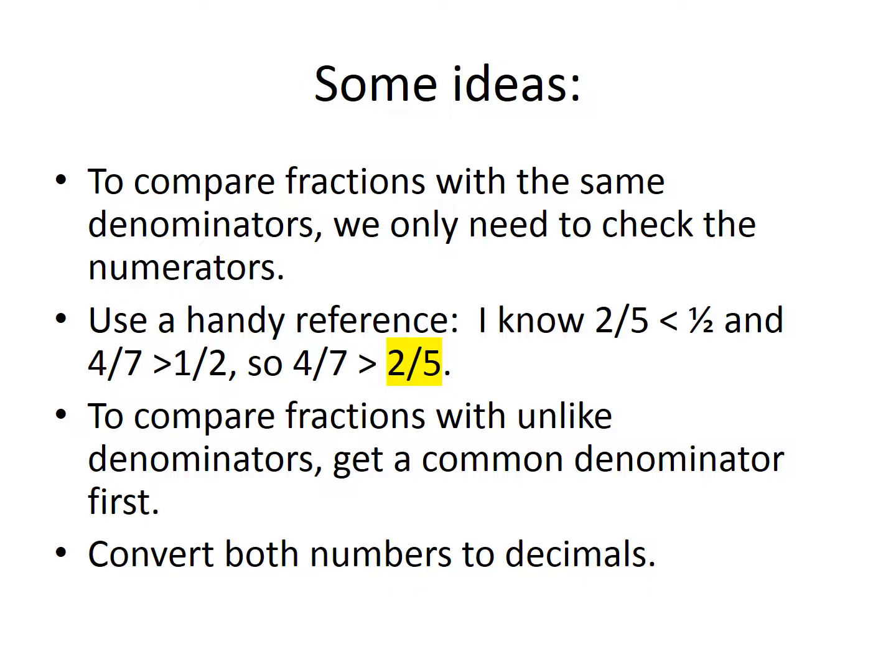I can use a handy reference number. So if I'm comparing 2/5 and 4/7, well, I know that 2/5 is less than a half, right? Because 2 1/2 would be half of 5. So 2 over 5 should be less than a half. 4/7 is more than a half because half of 7 would be 3.5. So 4/7 is going to be bigger than a half.